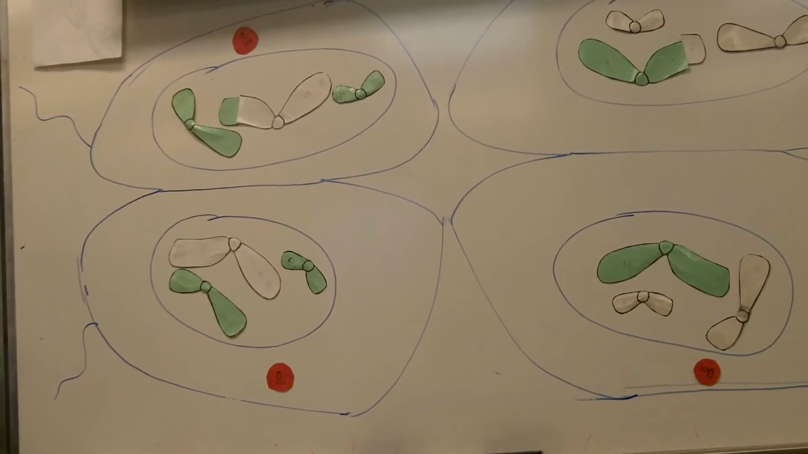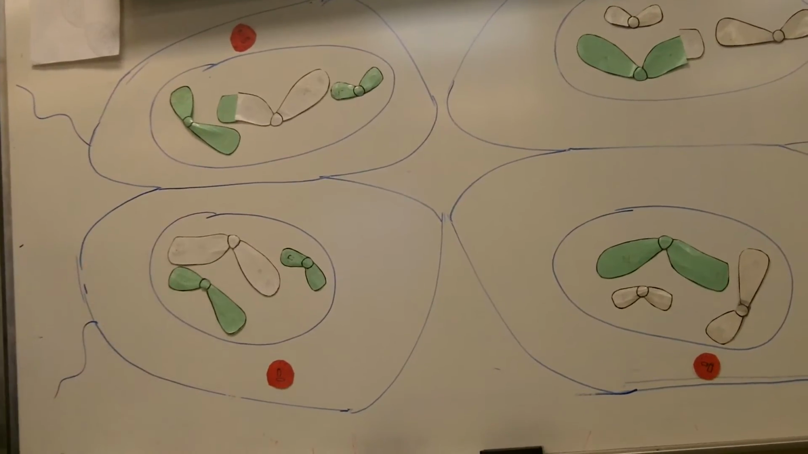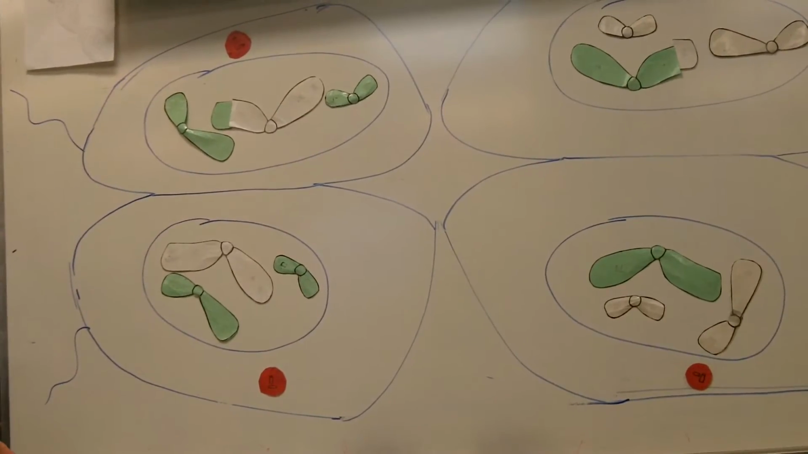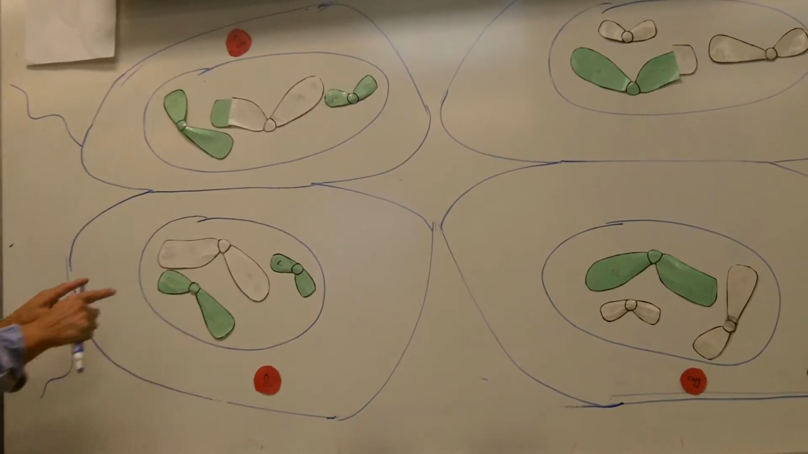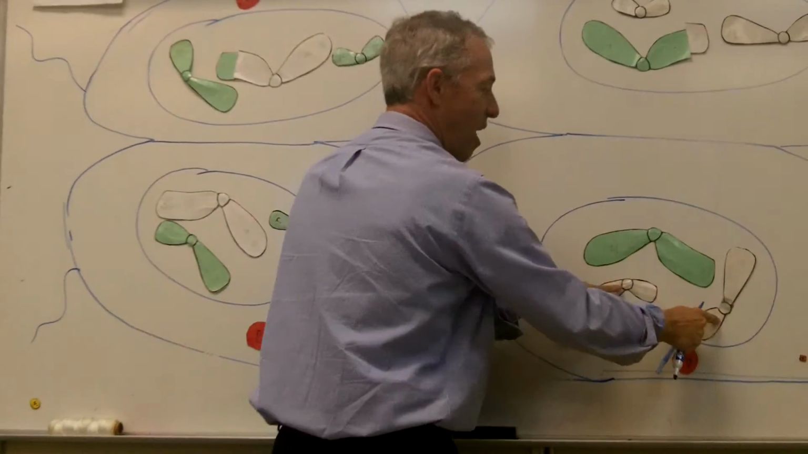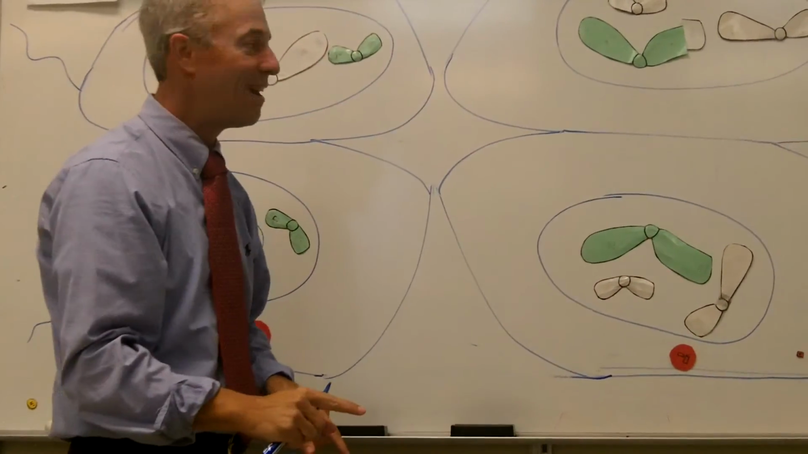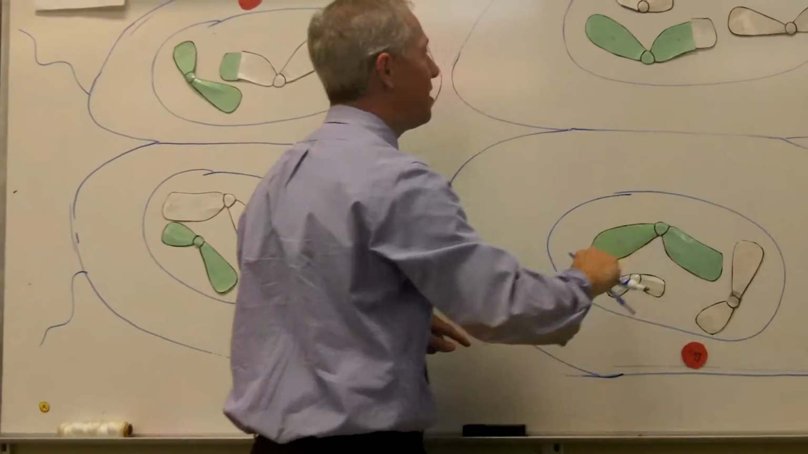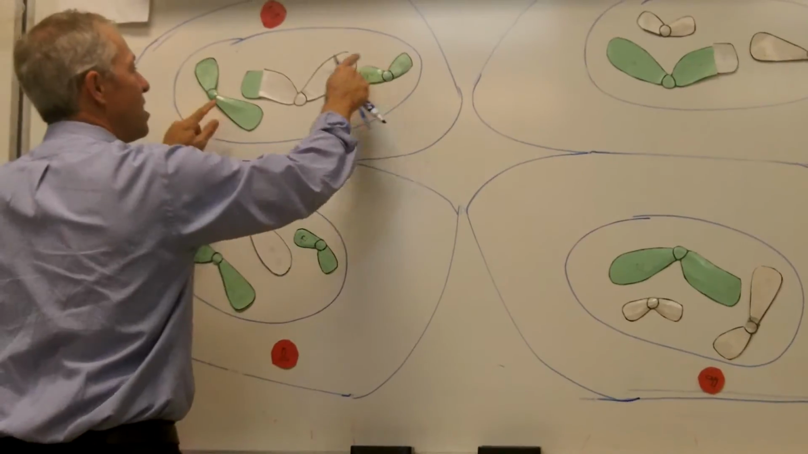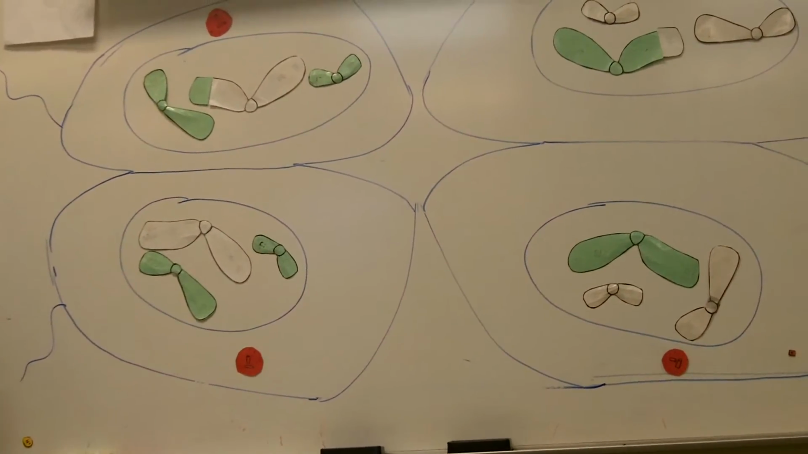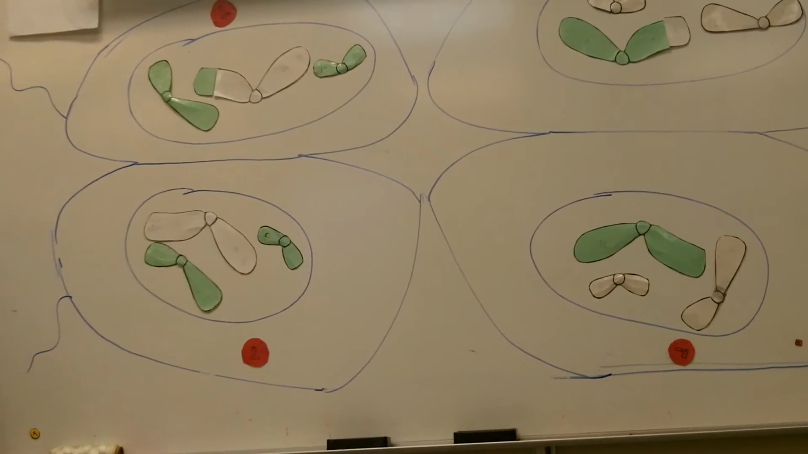And I want you to notice something about the sperm cells. They're all different. This has 2 greens and a white. This has 2 whites and a green. This has 2 whites and a green with a piece of white. This has 2 greens and a white with a piece of green. They're all different. Every time you do meiosis, the sperm cells are different.